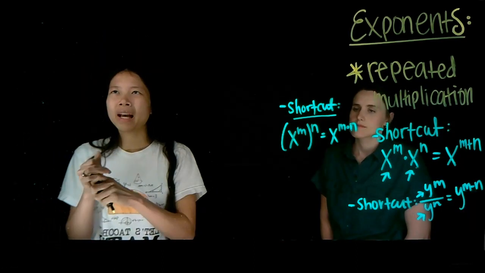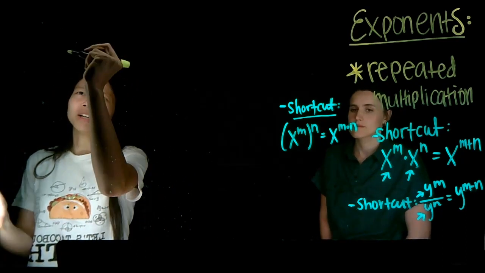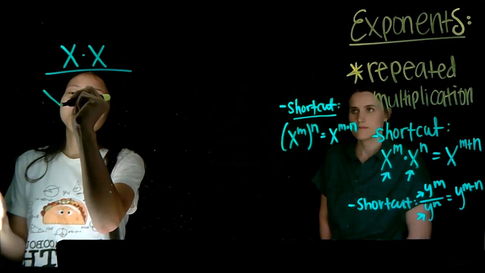All right, what if we have an example with division where we have more x's on the bottom than we do on the top?